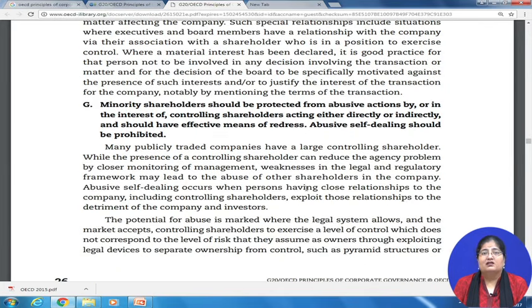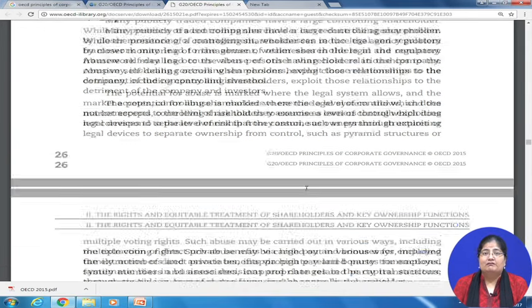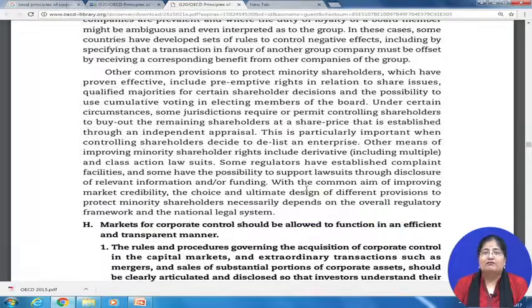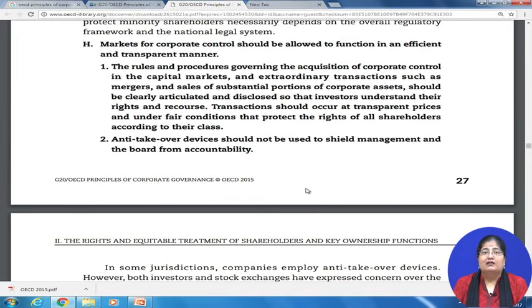Then, minority shareholders should be protected from abusive actions by or in the interest of controlling shareholders acting either directly or indirectly, and should have effective means of redress. Abusive self-dealing should be prohibited. Then markets for corporate control should be allowed to function in an efficient and transparent manner.